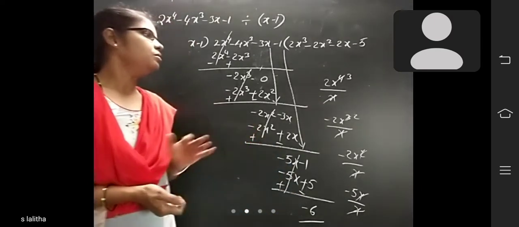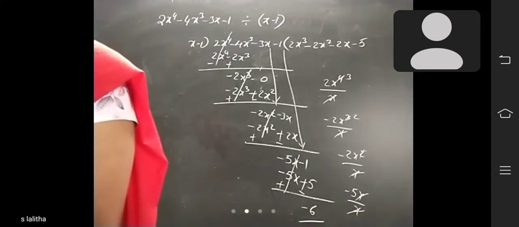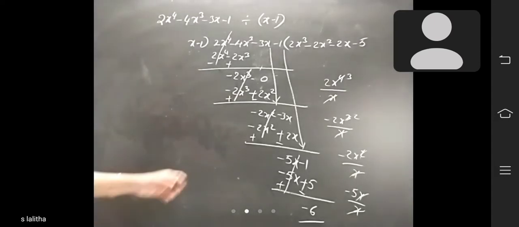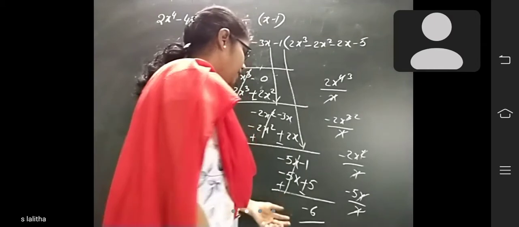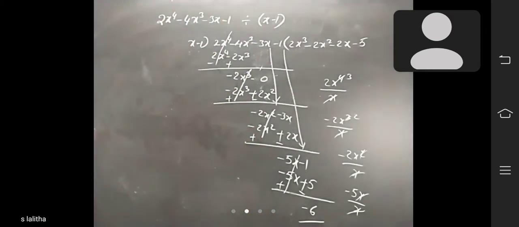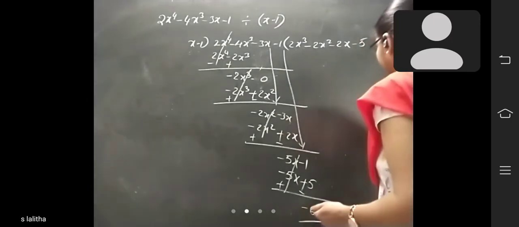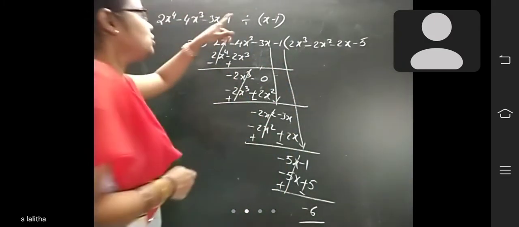Okay, ma'am. Now, what you should do, you have to verify the remainder with the zero of the divisor. You should verify. What is the quotient here? 2x cube minus 2x square minus 2x minus 5. And the remainder is minus 6. Now, you should verify that result. So here which one should you divide by?